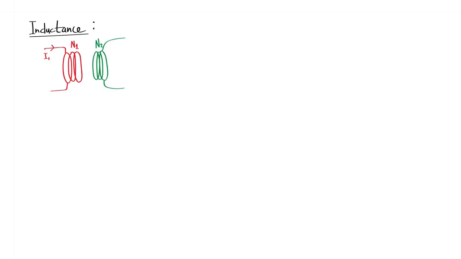Okay, so let's imagine we have two coils. Actually, there are a number of coils here. So we have one set of coils, this first one in red. We'll say there are N1 coils here. It could be 10. And then, very close to it, there's another set of coils. Maybe there are 5 coils here, but we'll call that N2.